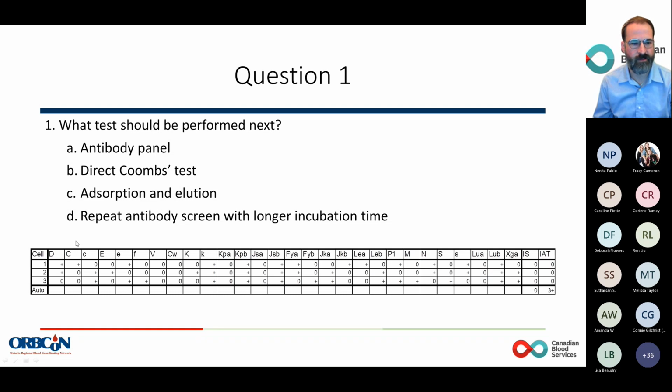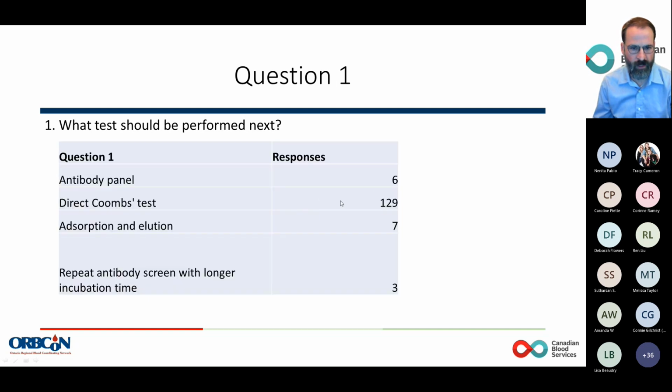So when we look at the panel, what are we seeing on the screen? We're seeing no reactivity at immediate spin or Coombs phase with any of the 3 screening cells. But the patient's autocontrol is positive with IAT and negative at immediate spin. In terms of responses that we got on this one, direct Coombs test was by and large the most popular answer, 129 people picking that one. An antibody panel was picked by a few people, and absorption and elution was picked by a few people as well. And then some minority of people thought antibody screen with a longer incubation time might resolve the problem.